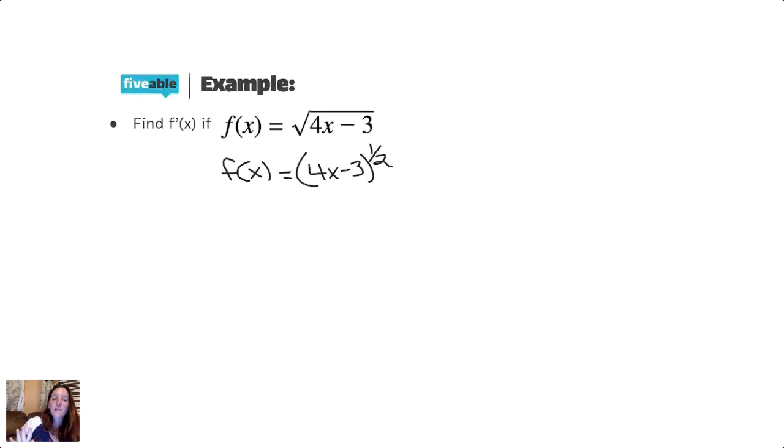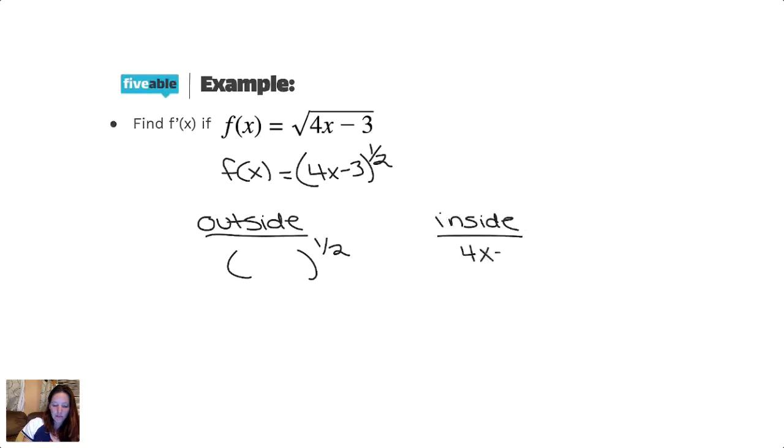So if I look at it this way, I can now identify that my outside function is something to the 1/2. I like to use the word something and write it in parentheses because when I'm talking about the outside, I don't yet care about the inside. So I'm going to take that derivative by just saying I want something to the 1/2 power. And then my inside is going to be the something, right? What is inside? 4x minus 3.